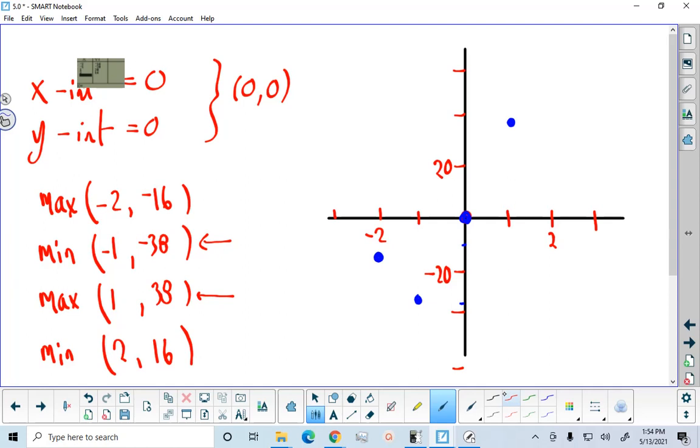I don't know how obvious or apparent this will be to you, but I hope you understand, since the graph goes through -1, -38 and +1, +38, if we were to connect these 3 points, I'll just point at them. If you were to connect that point, this point and this point, they would form a straight line. It's just a point of interest for later. And then at +2, we're at 16.